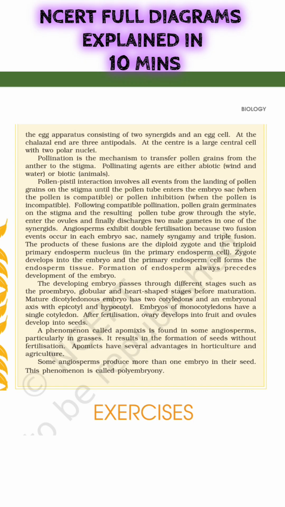PEN in the primary endosperm cell. Zygote develops into embryo and primary endosperm cell forms the endosperm tissue. Formation of endosperm always precedes the development of the embryo, and developing embryo passes through different stages such as proembryo, globular, heart-shaped, all those stages before maturation. Mature dicotyledonous embryo has two cotyledons. Monocots have one cotyledon. Here it has two cotyledons and an embryonal axis with epicotyl and hypocotyl, for dicotyledonous. Embryos of monocotyledonous have single cotyledon. After fertilization, ovary develops into fruit and ovule develops into seed. Fruit is always known as the ripened ovary, okay, or mature ovary.